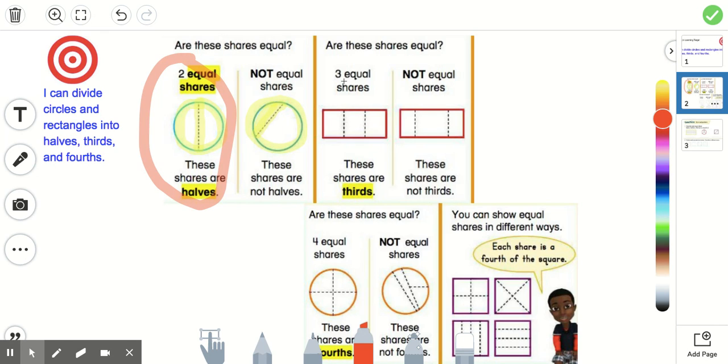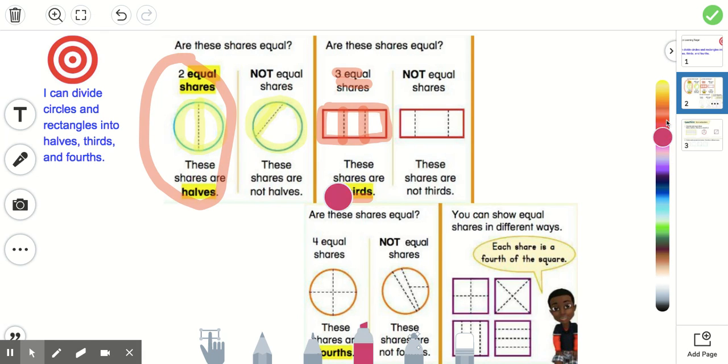Now let's look over here at three equal shares. This rectangle is cut perfectly into three equal shares or three equal parts, and we call that thirds. This rectangle is cut into three pieces, but they're not equal, so they are not thirds.